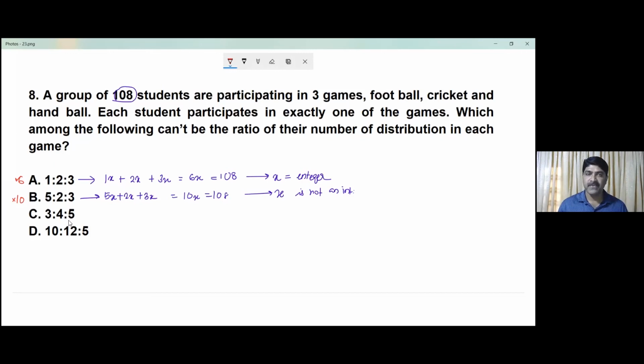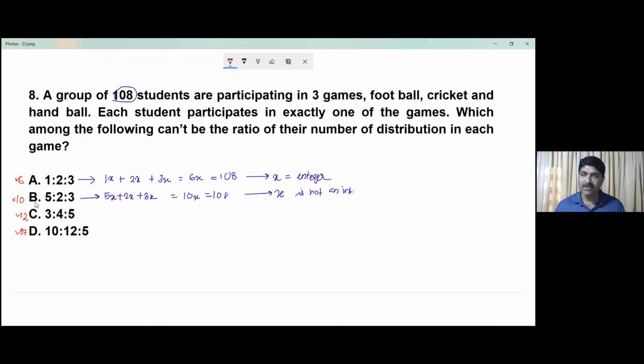The next one also we can consider. This is 12. 108 is a multiple of 12. And the last one, this is 27. No doubt, 27 times 4 will make 108. Therefore, that's also a factor. That means 108 students cannot be distributed in the ratio 5:2:3.